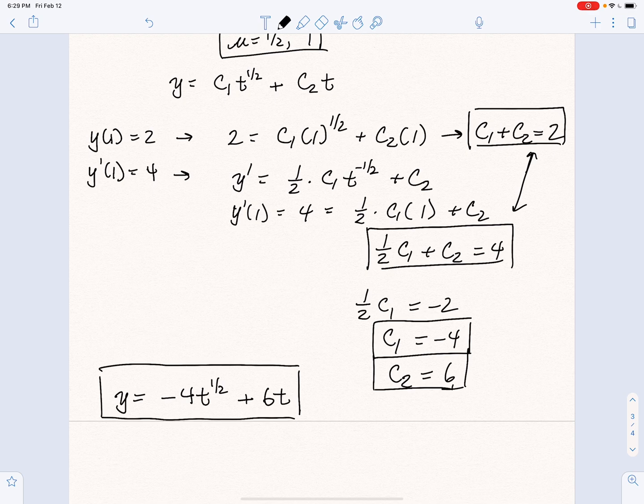And that solution not only satisfies the differential equation, but also the initial conditions.